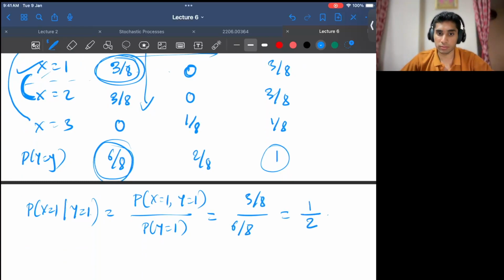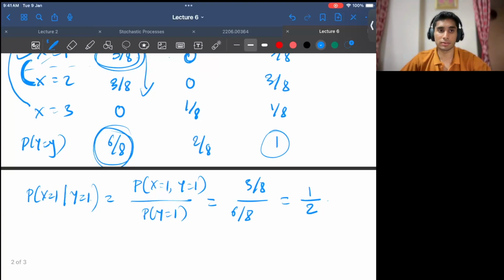That's all. So yeah, this probability is equal to half. Let me know if it was not clear. I mean, was that clear? I'm not sure.